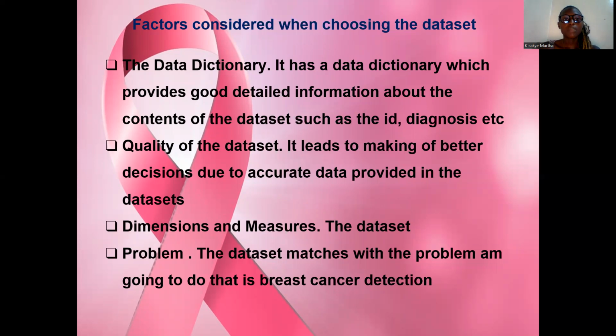The factors considered while choosing this data set are the data dictionary, the quality of the data set, the dimensions and measures, and then the problem itself. We considered the problem because we couldn't choose a data set for a different problem when we are doing breast cancer prediction. The data set itself is of good quality, leading to better decisions due to the accurate data provided. The data dictionary has metadata which provides detailed information about the contents of the data set, such as the ID, the diagnosis, the radius, perimeter, etc.